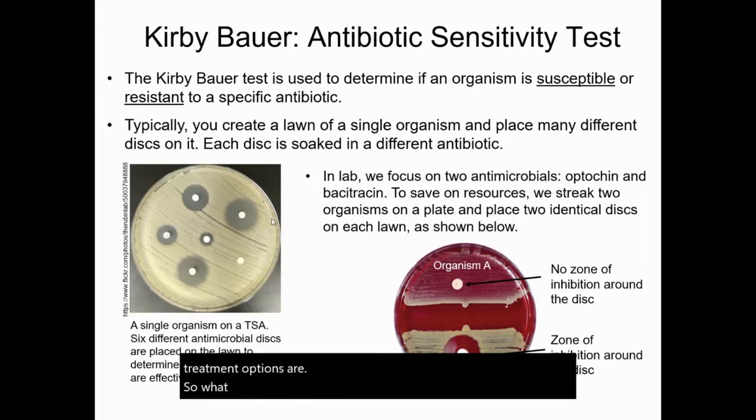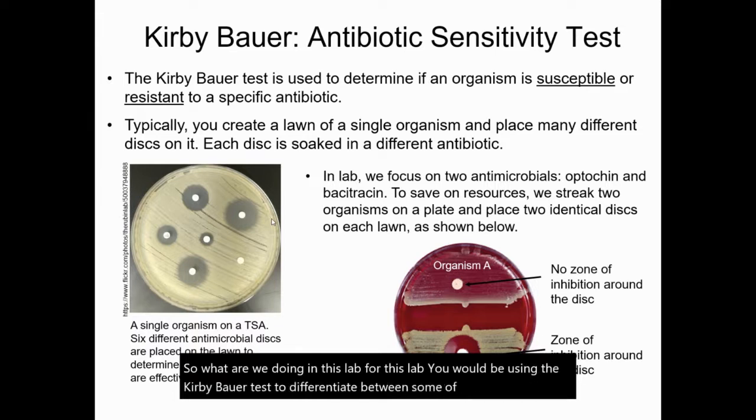So what are we doing in this lab? Well, for this lab, you would be using the Kirby Bauer test to differentiate between some of the Streptococcus organisms, okay? So for what we are doing, you would take this blood agar plate that you see right here, and on the top half of the plate, you would create a lawn of one of the organisms, and then you would throw out that cotton swab. You'd get a different cotton swab and cover it with a broth from organism B, and you would completely cover the bottom half of the plate. Okay, so again, two different organisms on this plate.